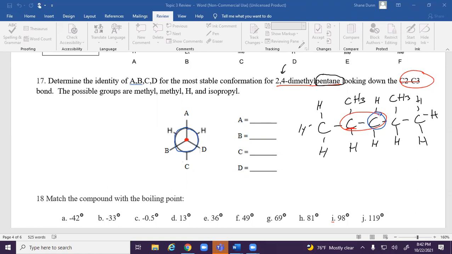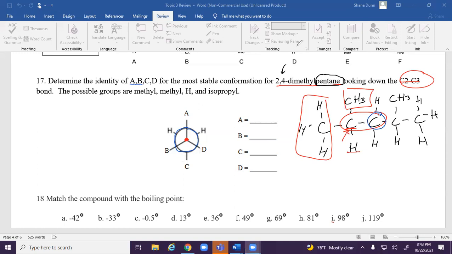How many methyls do we have? Which one? Carbon 2, right? This guy. How many methyl groups are attached to him? There's 2, correct? Make sense? So 2 methyl and 1 hydrogen, correct? Does that make sense? Yes or no? Cool.